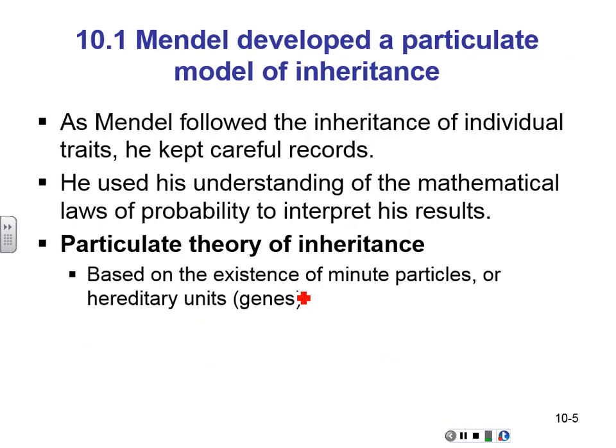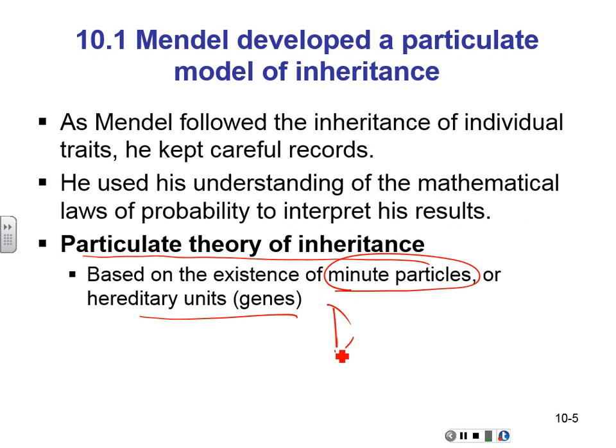Basically, he came up with something called the particulate theory of inheritance, based on some sort of minute particles that were hereditary units, passed from one plant to another. Well, we know this as DNA. DNA is copied into RNA, RNA expresses proteins, and those proteins determine what color flower you are, whether your seeds are wrinkled or round, if you're tall or short. So he used his understanding of mathematics and his careful record keeping to come up with a theory many years before its time.